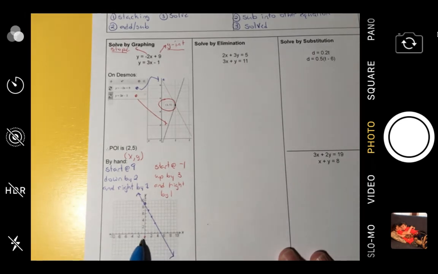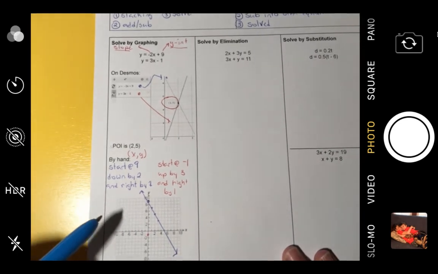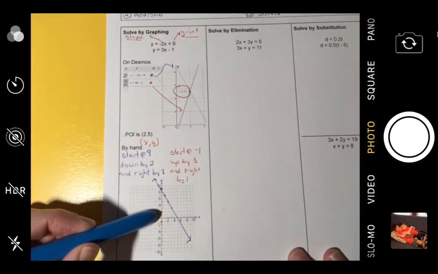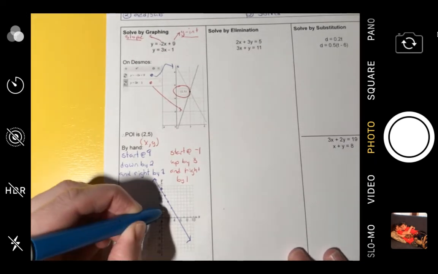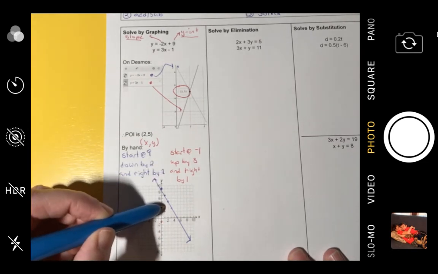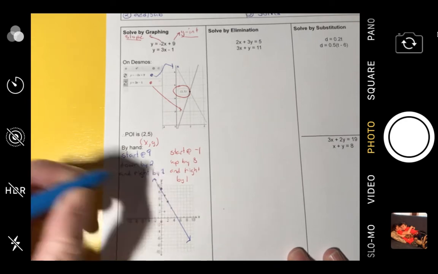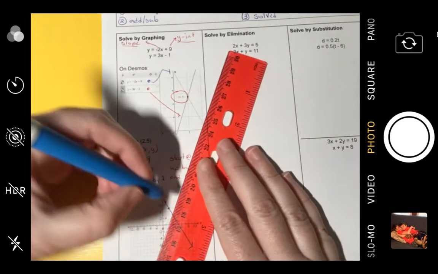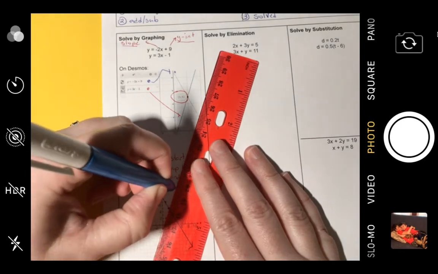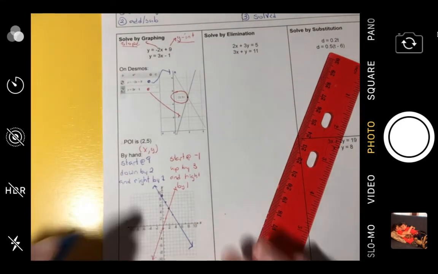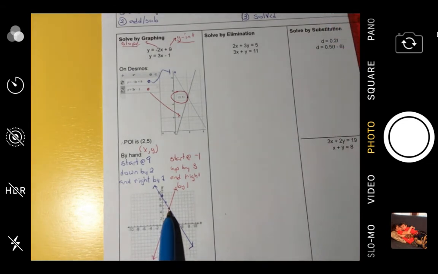And then from here, I'm going to go up by 3 and then right by 1. So up by 3, 1, 2, 3, and right by 1. And you can do that multiple times. 1, 2, 3, over by 1. Then once you feel like you have enough that you can draw a nice straight line, you can do that. And look at that, they intersect right at this point.